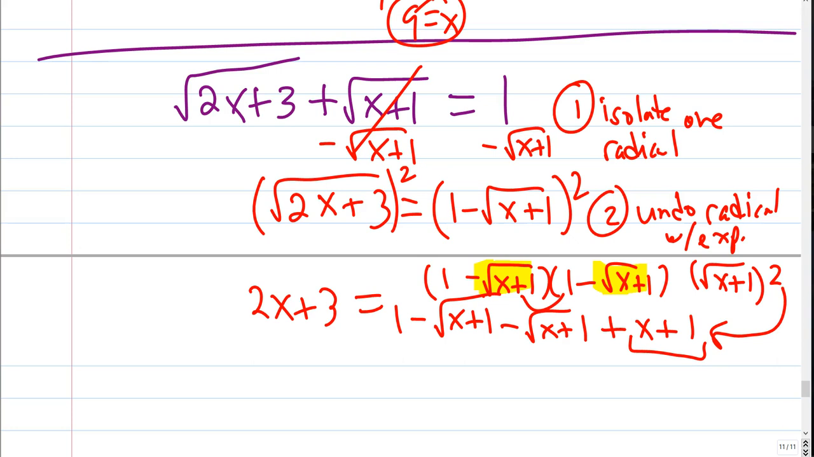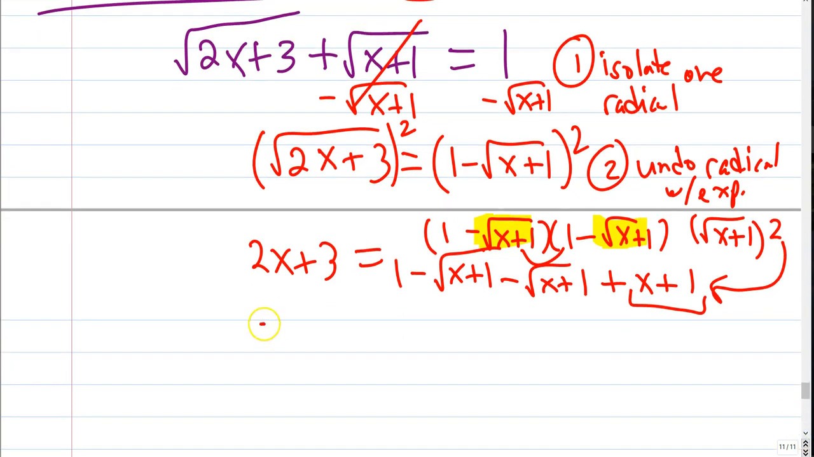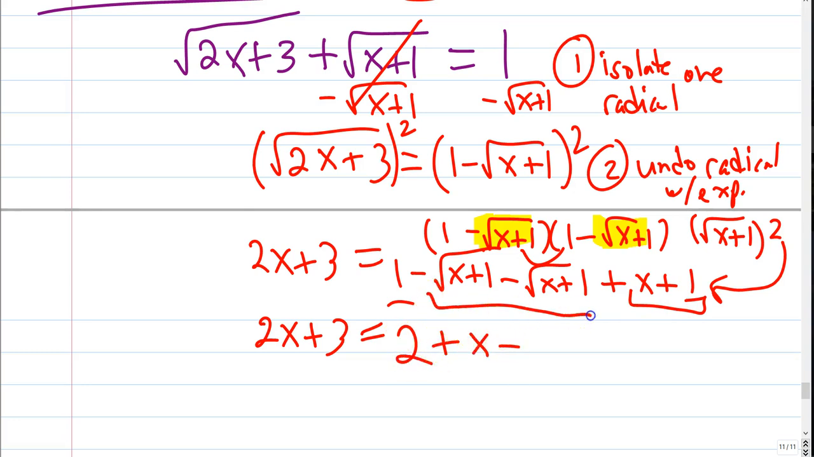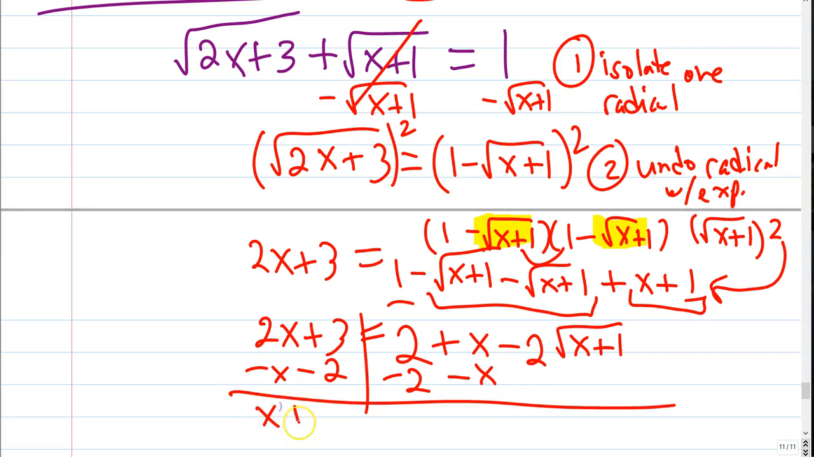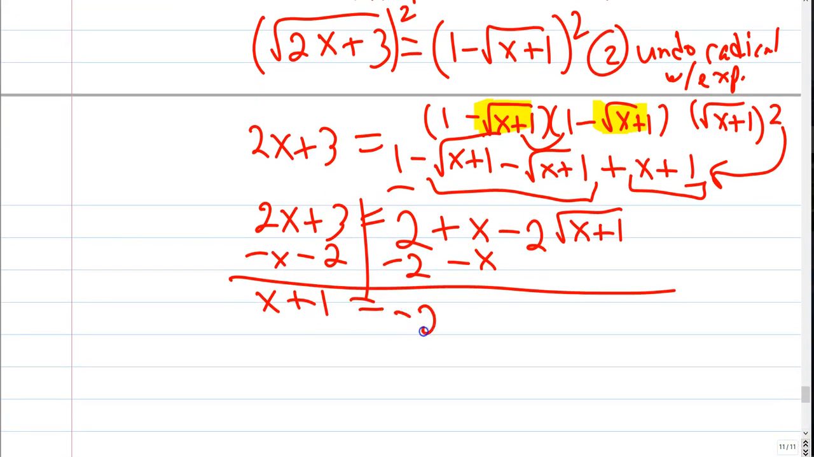Okay? Simplify what we can. This poor left side just sitting there, all easy and done. That 1 and that 1 add to make 2, plus x minus x, those are like terms, so 2 plus x. I want to isolate the other radical now, which means I'm going to minus the 2, minus the x, and get x plus 1 equals negative 2 times the square root of x plus 1.